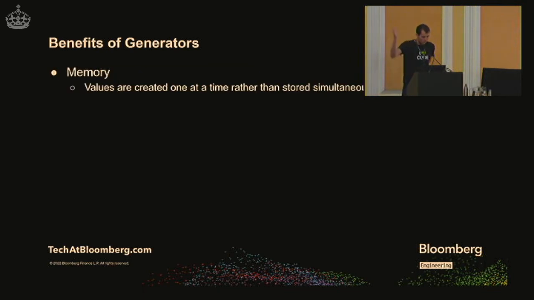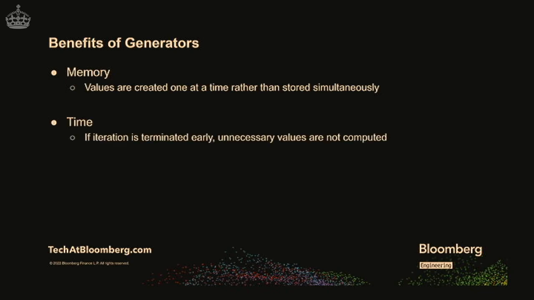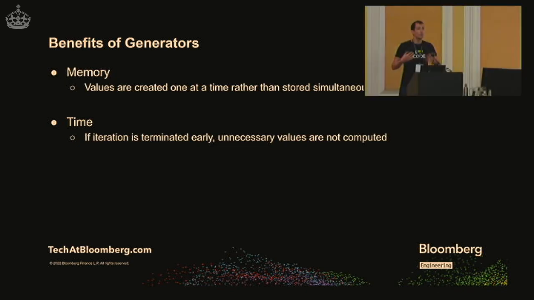So we use them because they save on memory. We can produce the values one at a time. We don't need to store them all simultaneously. This is something I think we're all familiar with. We also sometimes get a time save when using generators. If we find what we're looking for early or meet some other termination case, we don't need to compute any other values that we're not going to use. So we can save on time as well.